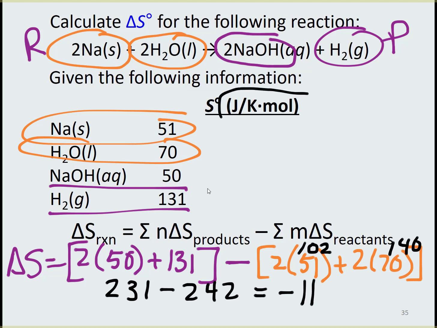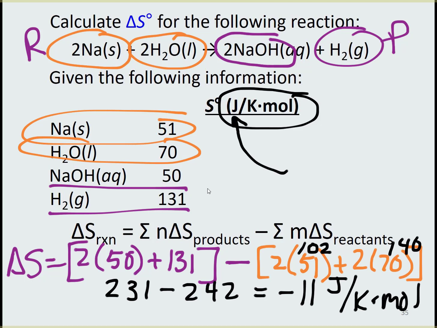And our units are a little bit different than what we've seen before. It's joules divided by Kelvin times moles. So our entropy is very, very small. So it's in the joule unit. So watch out for that. Later on, we're going to have a formula where we combine the delta S and the delta H. And so you'll want to make sure that you're in the same unit.